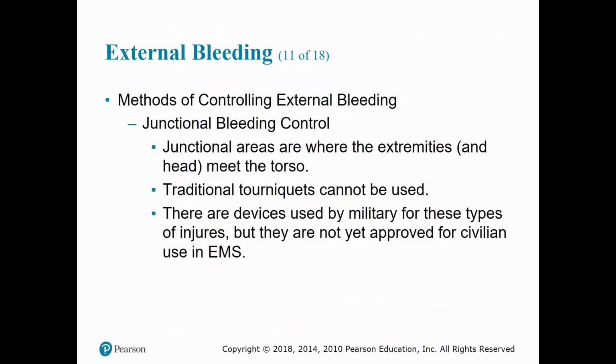Now, junctional areas are where the extremities and head meet the torso. This is where traditional tourniquets cannot be used. Junctional tourniquets are used by the military for these types of injuries, but have not yet been approved for use in EMS.